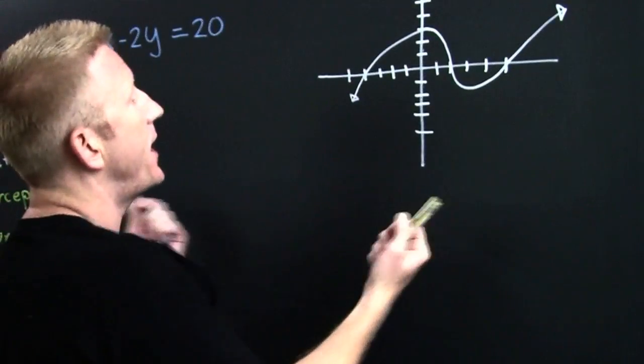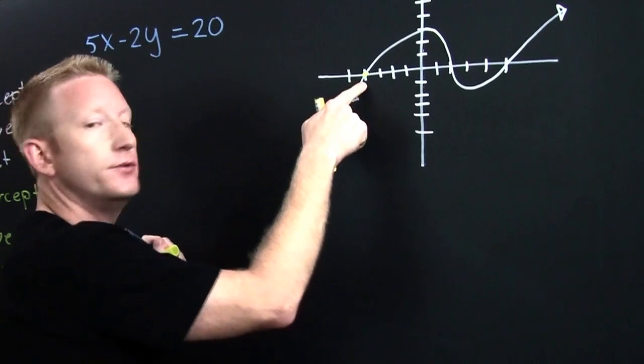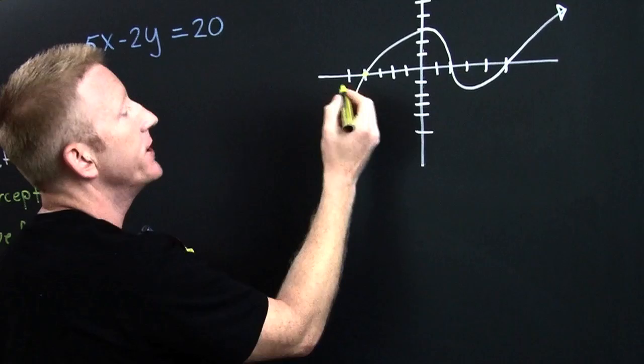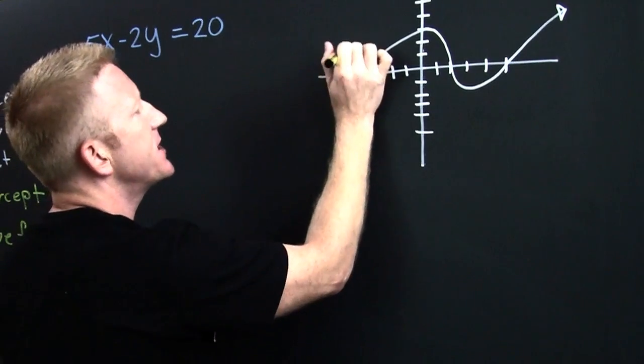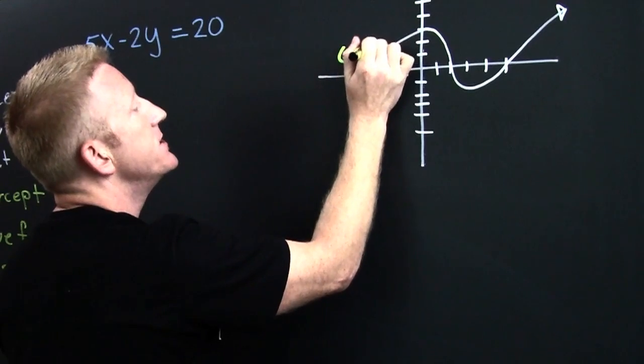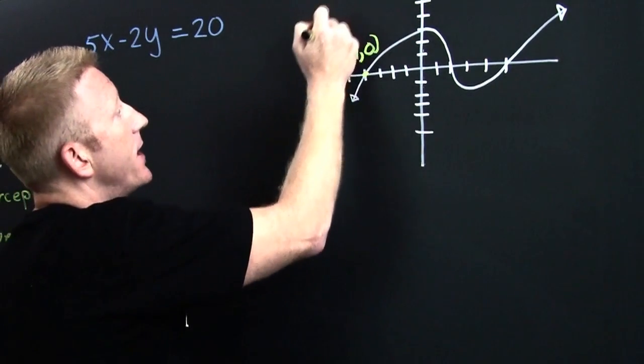I'm over here. Name that point. That's the point. What's its x coordinate? -4, 0. Because points are of the form (x, y). Yes.